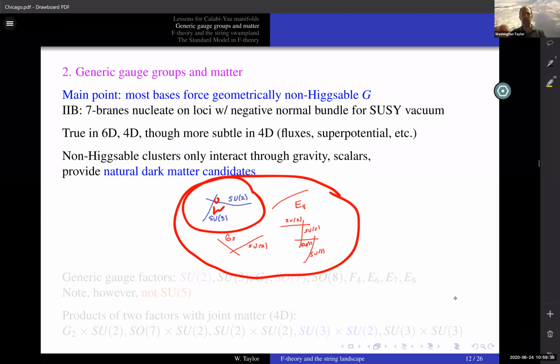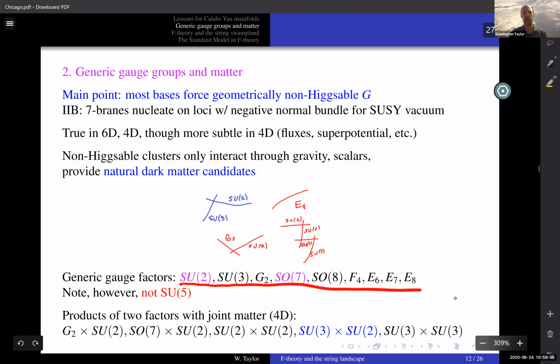Certain gauge group factors arise as these generic factors that are forced by the geometry. So for instance, in 4D, we can get these gauge group factors here: SU2, SU3, SO7, SO8, and the exceptionals. But note that we can't get SU5. So again, the idea here is that on different branches of the moduli space, these gauge group factors are forced on you as part of the supersymmetric vacuum. Of course, if you break supersymmetry, you can break these gauge factors, but without breaking supersymmetry, you can't.